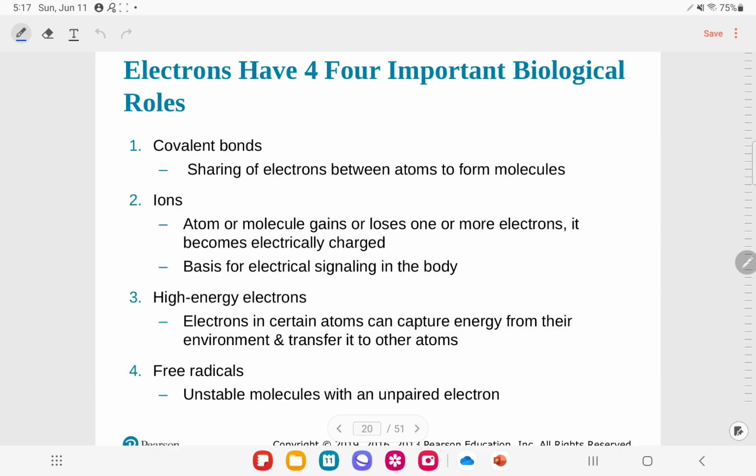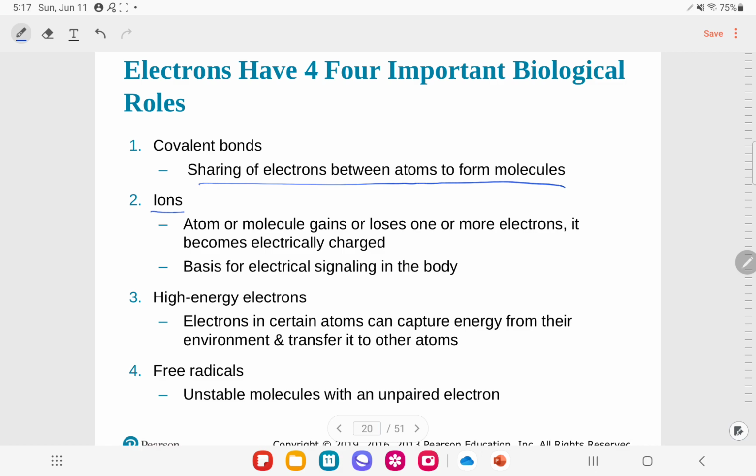So electrons are going to have four important biological roles. They help to form covalent bonds, and this is the sharing of electrons between atoms to form molecules. Electrons will also act as ions, and ions are atoms or molecules which gain or lose one or more electrons, so they become electrically charged. And this is the basis for electrical signaling in the body. So you lose an electron, you're going to be more positively charged. You gain an electron, you're going to be more negatively charged.